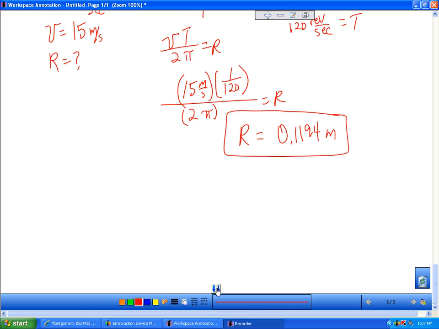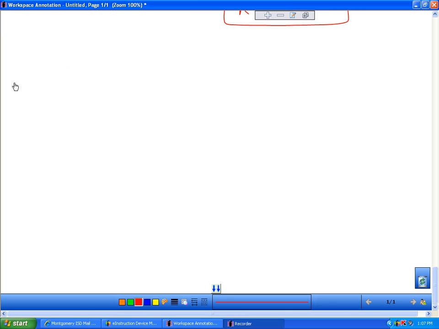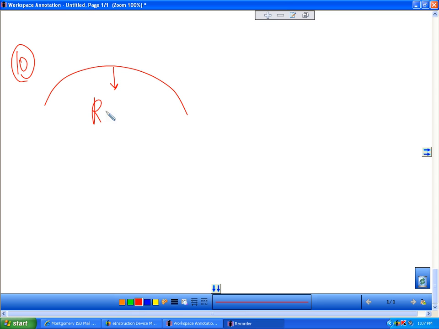Let's move on and do number 10. All right, so starting with number 10, it says that apparent weightlessness of a passenger can be created for a brief instant when a plane flies over the top of a vertical circle. So there's my vertical circle. My radius is what I'm looking for. My speed is 420 meters per second, I think.